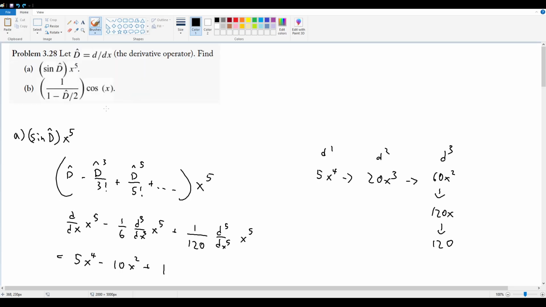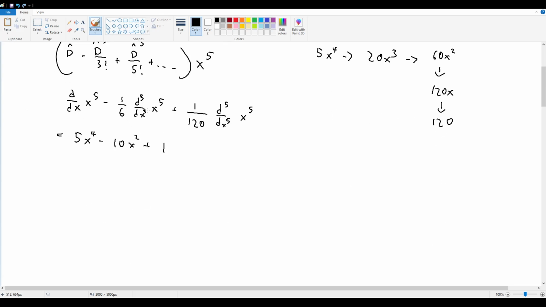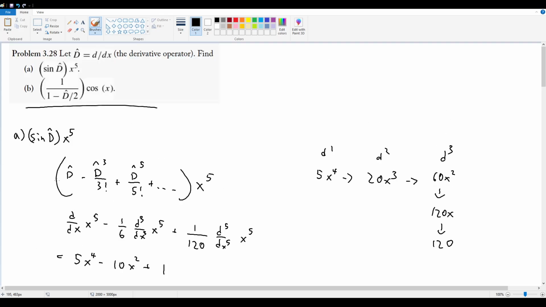Now, let's move on to part B, which is this term. So now you have a 1 over 1 minus d hat over 2 applied onto cosine of x.